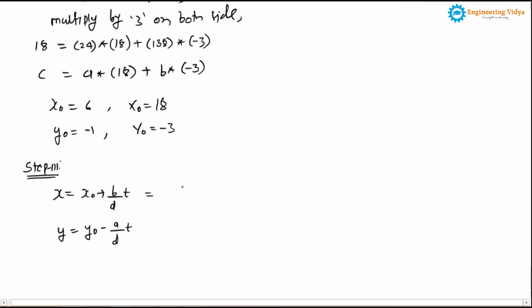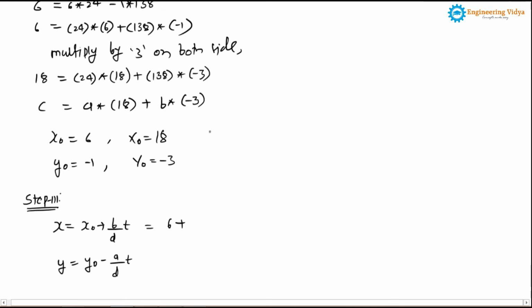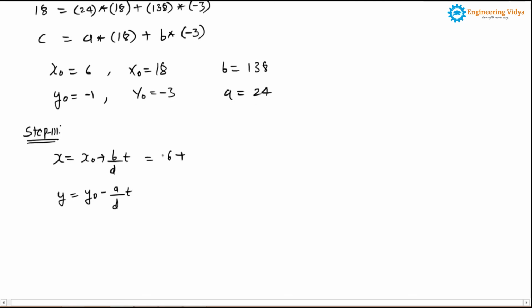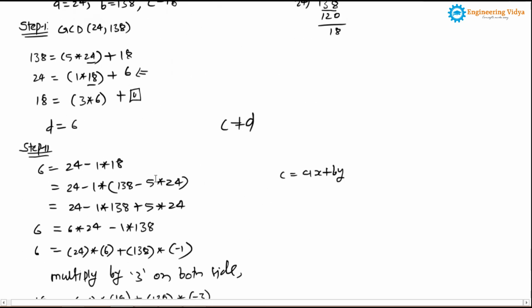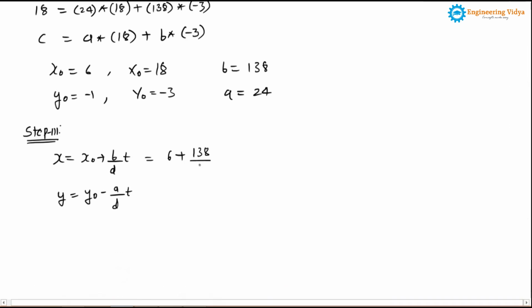So we're going to estimate this thing. x0 is nothing but 6, and b we have already obtained, b is nothing but 138. Here a and b are already calculated, right? So b is nothing but 138, and a is nothing but 24. So 138 will be divided by, from step number 1, here we have the GCD. GCD is nothing but 6. So we'll copy it over here. 138 will be divided by 6 into t, and 138 divided by 6 will be 23. So it will be 6 plus 23 into t. Hope this thing is very clear to you now.